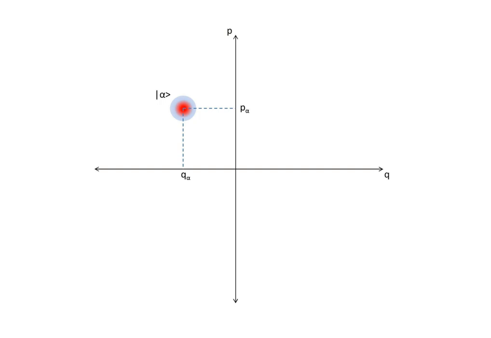Topic: Displacement operator. The displacement operator is a unitary operator that takes a coherent state and turns it into another coherent state. The displacement operator is given by D̂(α) = e^{αâ† − α*â}, and its name comes from an important relation: D̂†(α) â D̂(α) = â + α.